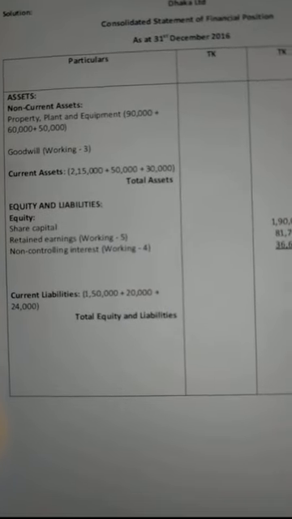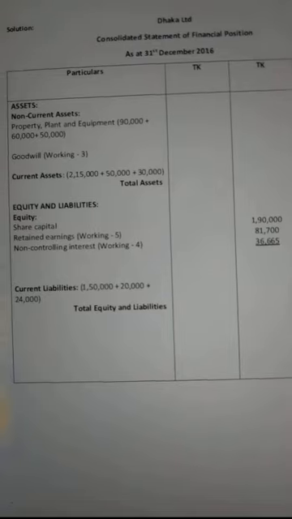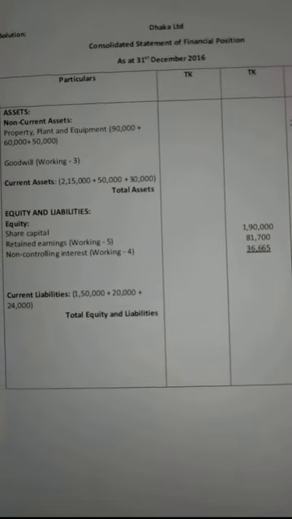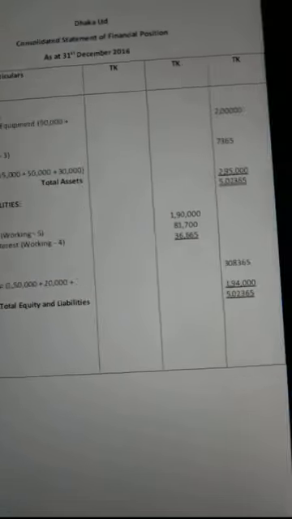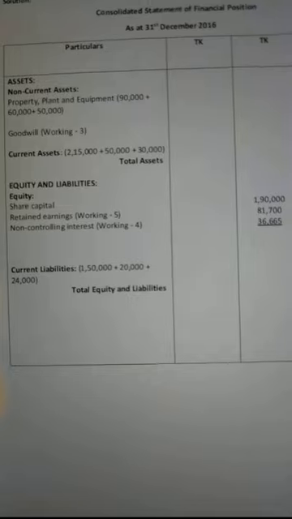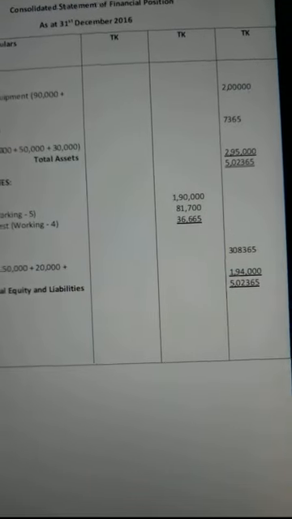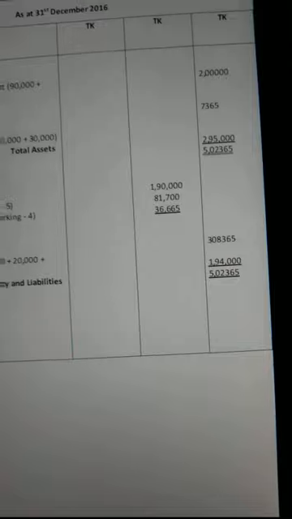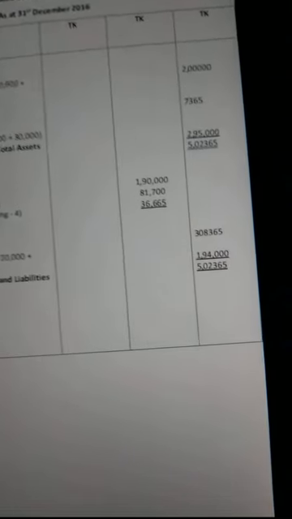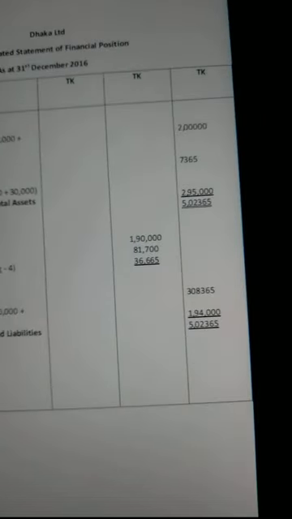And then we need to write the retained earnings, the result of working number 5, and then non-controlling interest, from the result of working number 4, we'll get this result. And then the current liabilities, we have to plus all the current liabilities, and we'll get 1,94,000, and then we have to just total it, and then we'll get the total equity and liabilities. And as you can see, both the assets and equity and liabilities are the same, which means the answer is right. Everything has been right here.